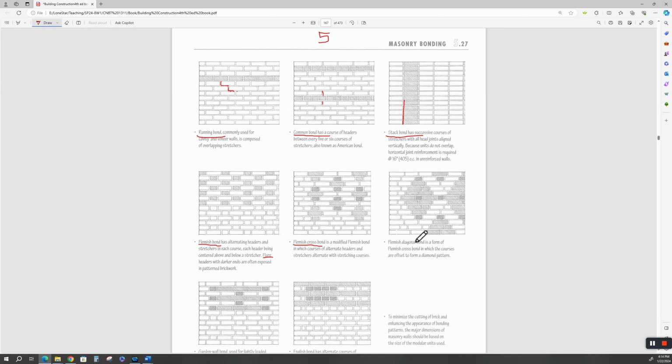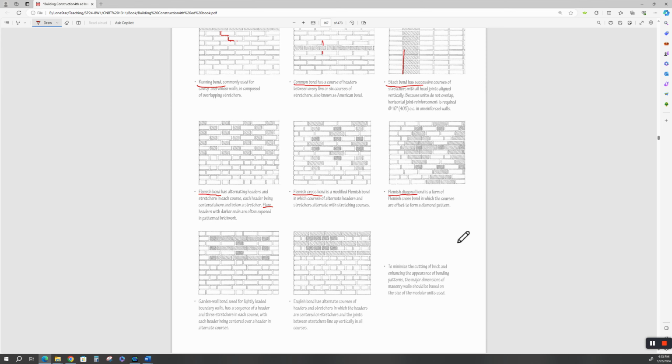Here's a Flemish diagonal bond. I'm sure your masons are going to love you for this. All right. So anyway, you know why it's called a diagonal, because the different masonry units are on a diagonal, and you can just go crazy if you want, and have all the masons in the area hate you. But some neat things can be done with this. I'm not downplaying this. I'm not saying you shouldn't do it.